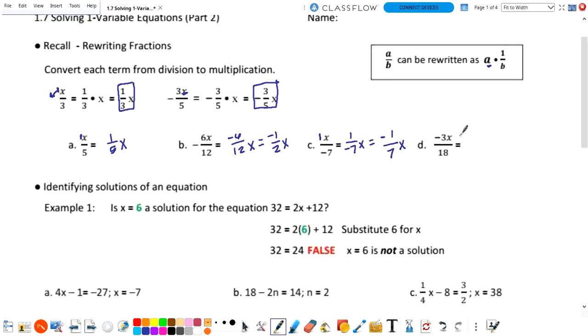For d, we've got negative 3x over 18. We'll keep that negative 3 in the top, and we'll move our x out. So we'll have negative 3 over 18x. And we can also simplify that even further. Think about a number that will go into 3 and 18. And we'll get negative 1 over 6x.